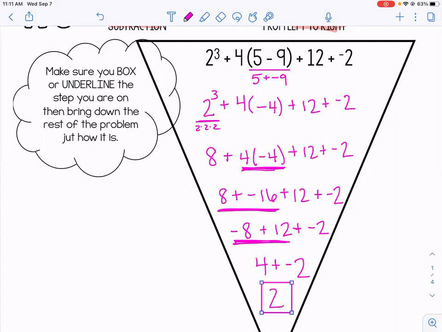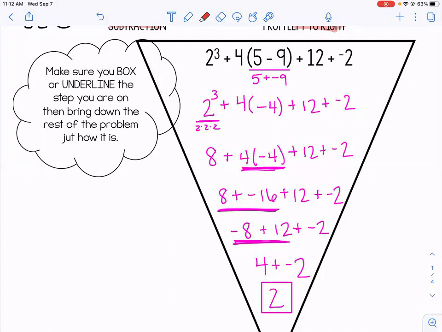Now, some of you might have done, you're totally good. You got the same answer. Okay, and I was just going to point this out. Some of you may have said, okay, well, I can do this 8 plus negative 16 together, and I can do this 12 plus negative 2 together, and then add those numbers. Arislyn, you did that. How'd that go for you? So good. Did you get 2? She totally did.